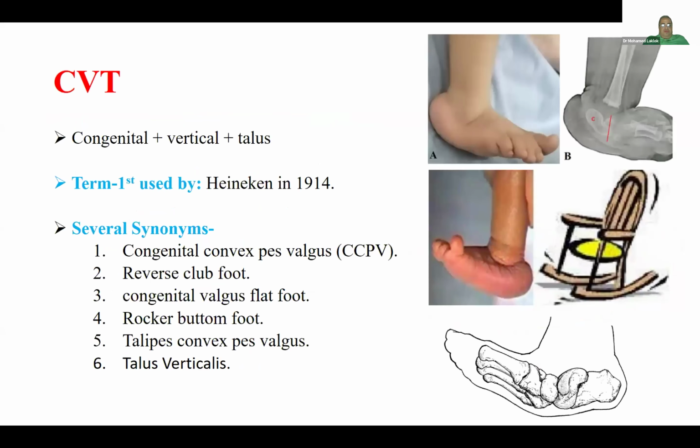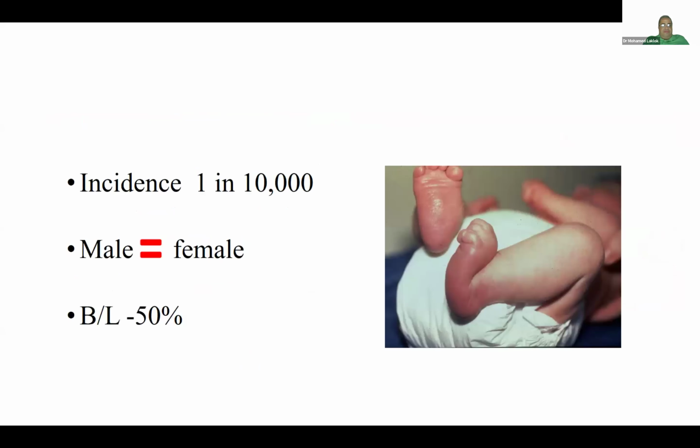This is due to abnormal location of the head of the talus and dislocation of the talonavicular joint. This term was first used by Henkin in 1914. There are other synonyms for congenital vertical talus, like congenital convex pes valgus, reverse glove foot, congenital valgus flat foot, rocker bottom foot, talus convex pes valgus, or talus verticalis. Incidence is about 1 in 10,000 births, male and female are equal, and bilateral cases are about 50%.